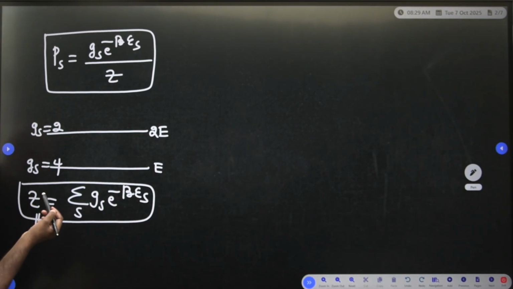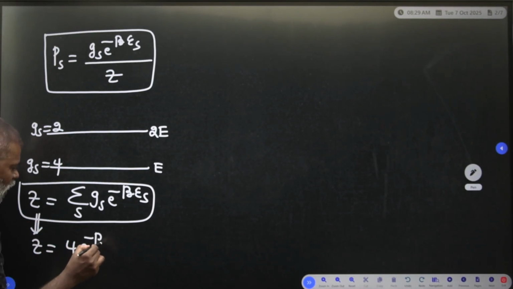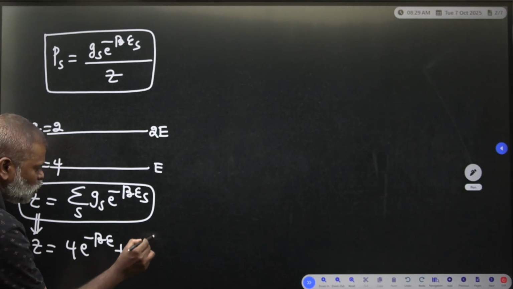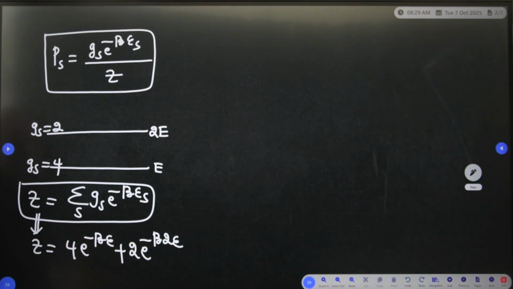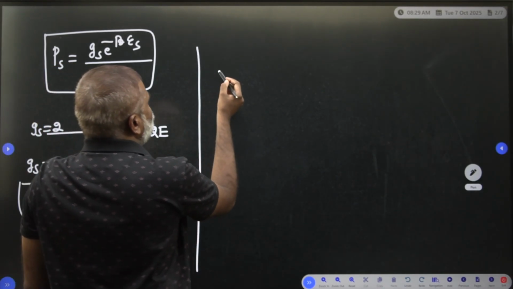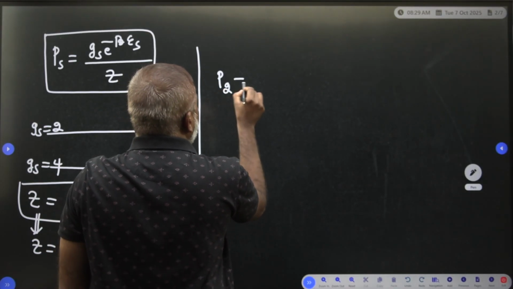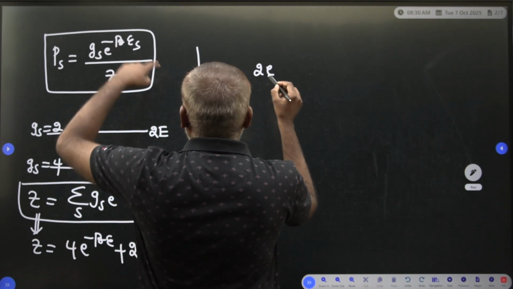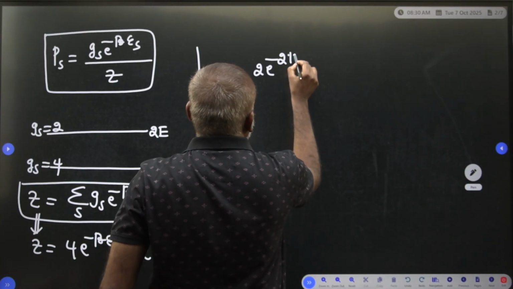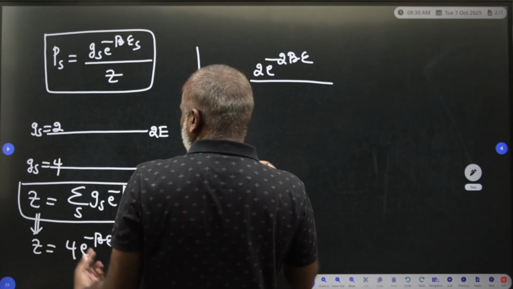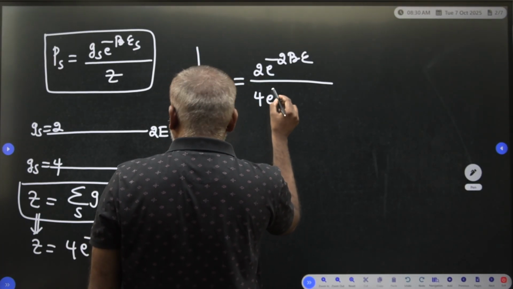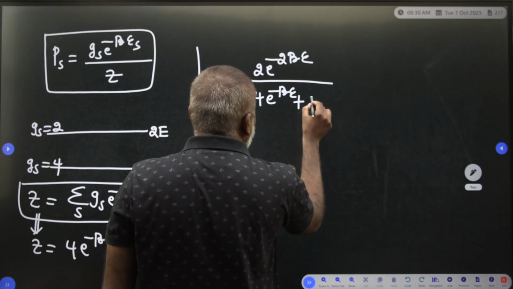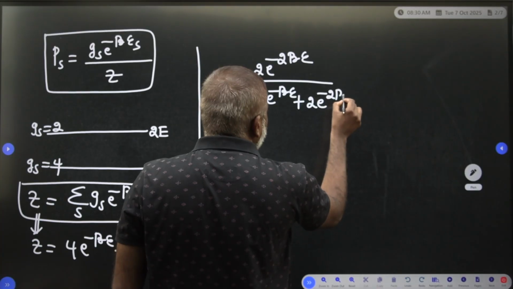Since degeneracy is there, the summation of gs e to the power of minus beta Es is equal to 4 e to the power of minus beta E plus 2 e to the power of minus 2 beta E. Now the probability of the upper energy level is the degeneracy 2, times e to the power of minus 2 beta E, divided by Z, where Z is equal to 4 e to the power of minus beta E plus 2 e to the power of minus 2 beta E.